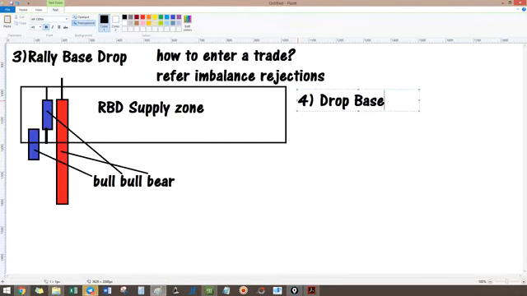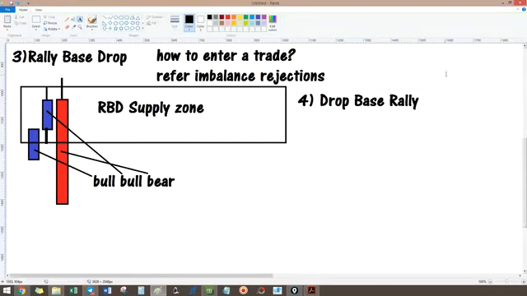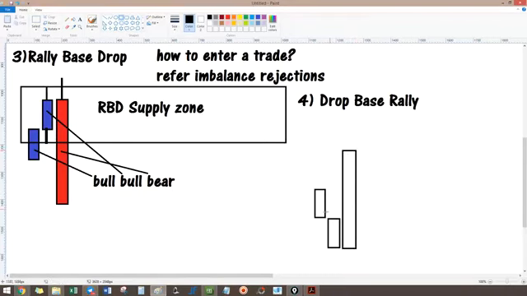For drop base rally, you need to have something like this. 1, 2, and a 3. Okay, it must engulf this one, okay, to make it as a base.